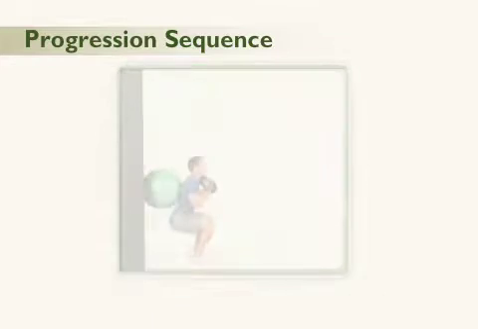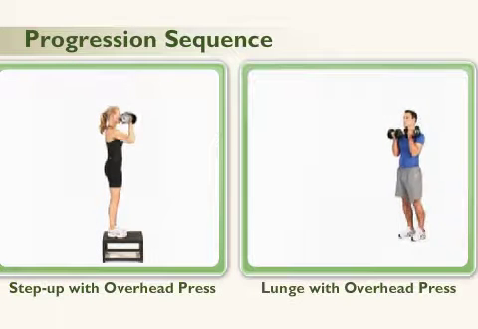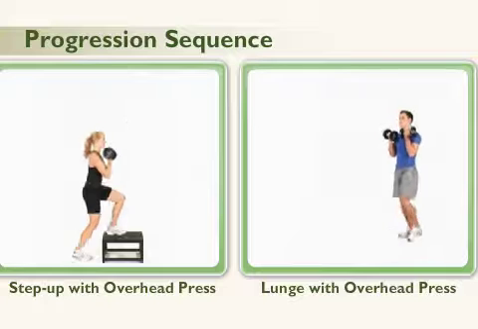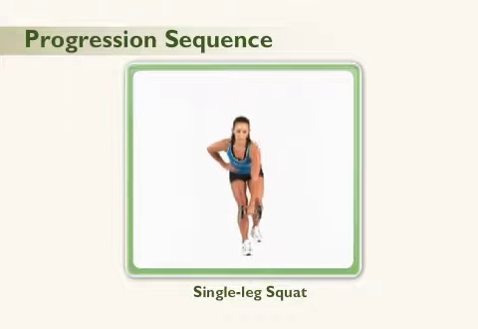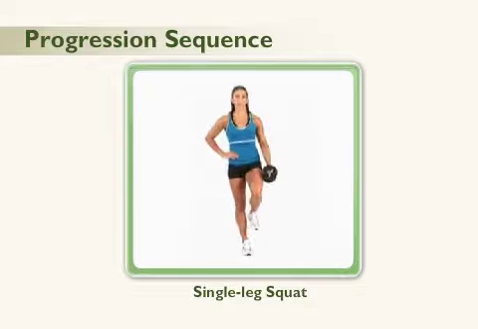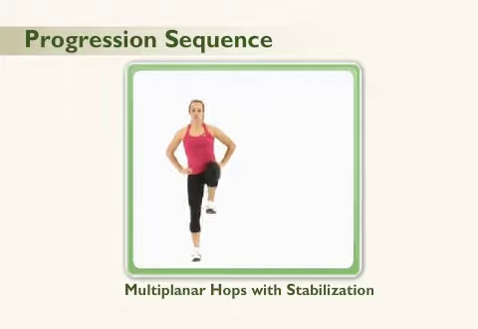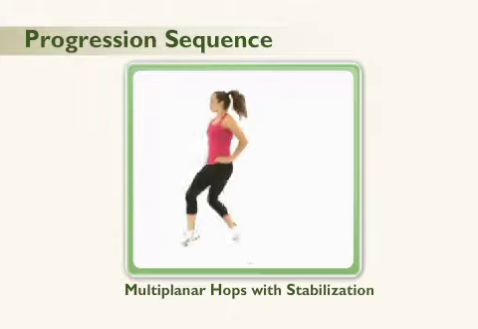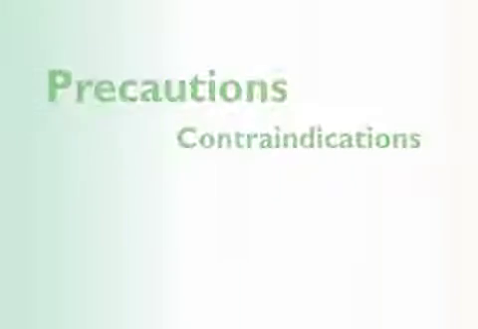Progression from here is to alternating or staggered stance exercises, such as progressing from a step-up and then to a lunge. Finally, one should progress to a single-leg base of support exercise, such as a single-leg squat, to more dynamic movements on one leg, such as multiplanar hops with stabilization. This progression can be performed first in the sagittal plane before progressing to the frontal and transverse planes. The incorporation of upper body movement, plane of motion, and challenge to stability can also be added.